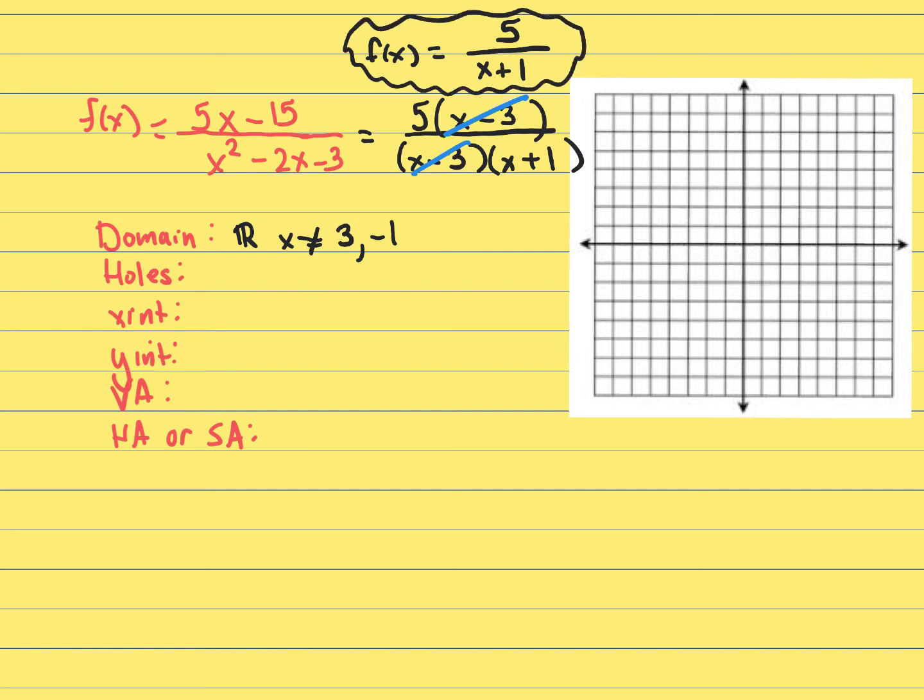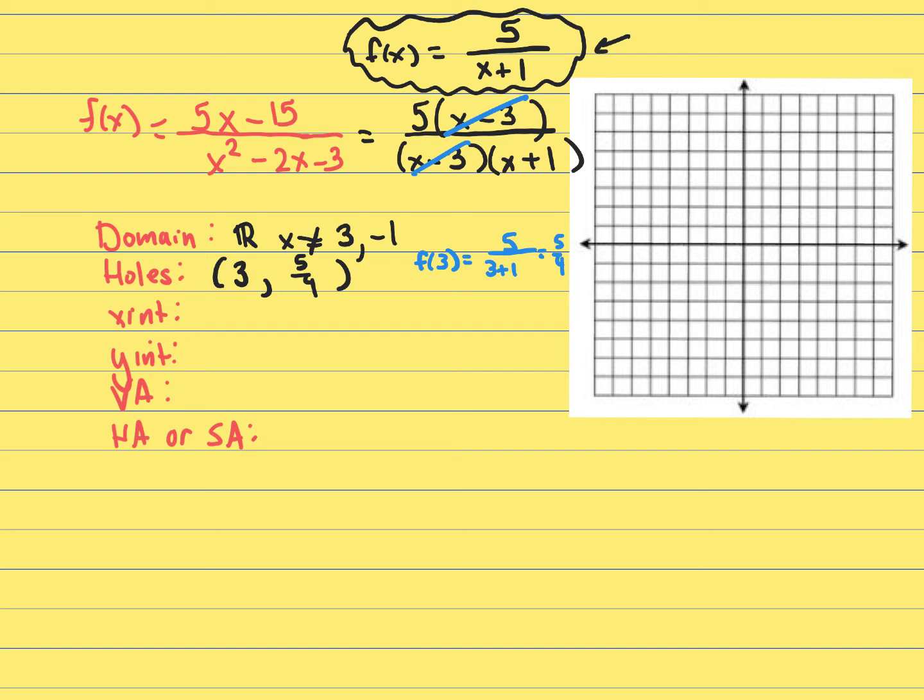Now there of course is a hole because I crossed that factor out. The hole is at 3 comma something. To find the y coordinate of the hole, I'll just plug the 3 into my new lowest terms function. So I'll plug in 3: 5 over 3 plus 1 is 5/4. So this one up here, my lowest terms, I'm plugging everything into that.